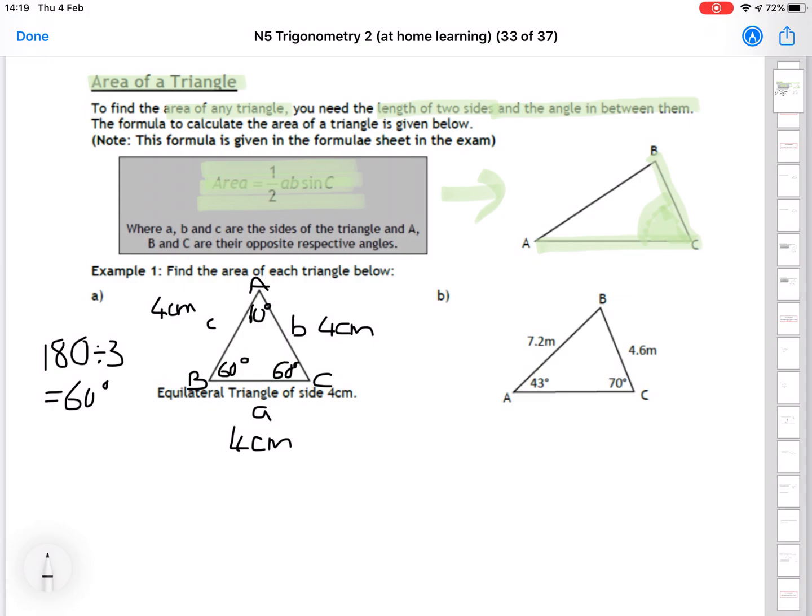So let's write out our formula. Area equals half AB sine C. Now for this example here, we have got all three sides and all three angles. So I'm going to use the letters that are in this formula. I'm going to use those numbers.